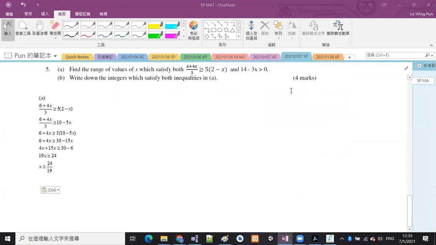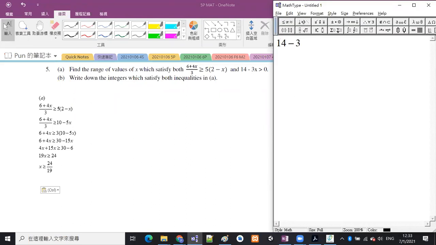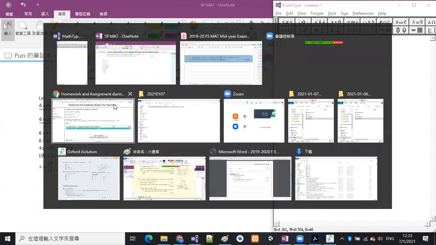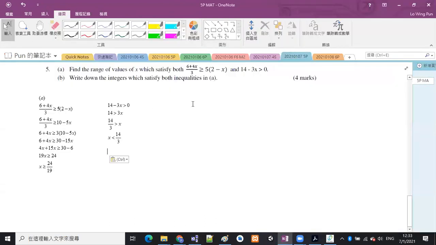But we still have the second one. So 14 minus 3x is larger than 0. Okay, and again, we need to split the x term and the constant term. So normally we will move the x term to its positive side. So that is to the right. Okay, and then divide. This 14 over 3 is larger than x. And x is on the smaller side when comparing with 14 over 3. So x should be less than 14 over 3. Okay, so the second part is like this.